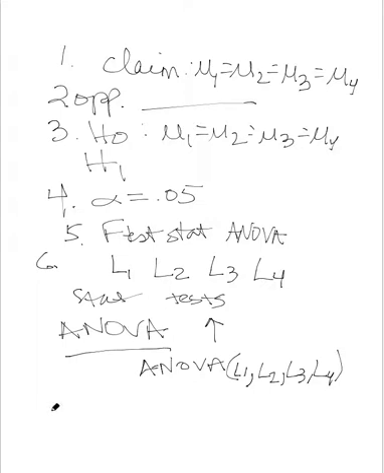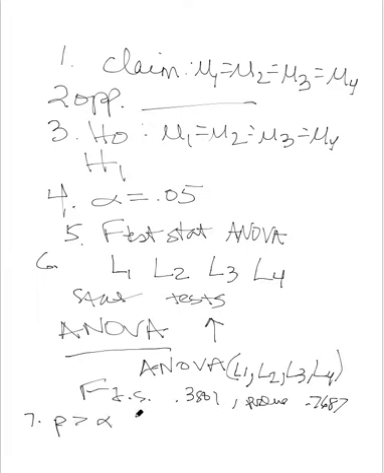And for this problem, I got an F-test statistic of 0.3801 and a p-value of 0.7687. Being consistent here, I only handled the p-value, and I said the p is greater than alpha, and that implies that I will fail to reject my null.